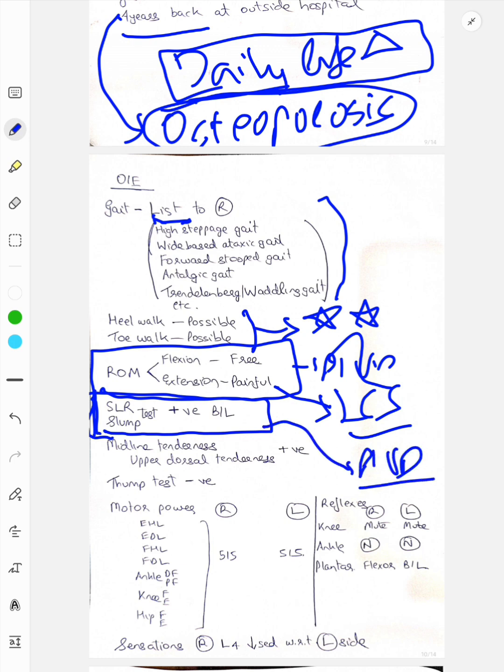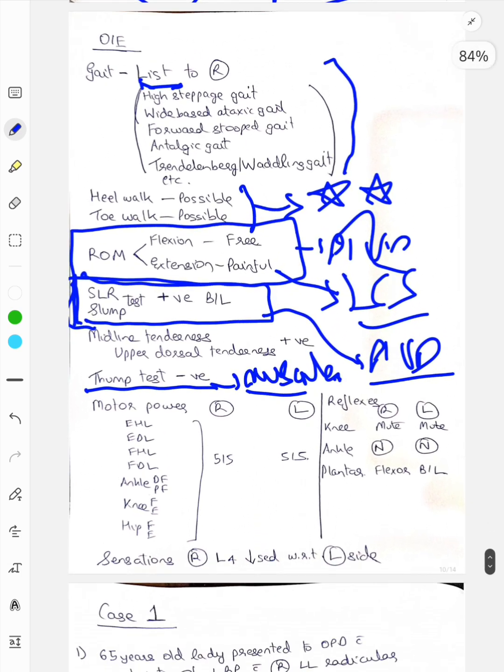If there is midline tenderness or upper dorsal tenderness, it is more of a vitamin D deficiency or an osteoporosis picture, right? The next is the thump test. If you thump on the back and the patient feels better, it is more of a muscular pain. If the patient feels better with that, it is less likely a significant pathology. It is more likely a muscular pain, like PSMS, paraspinal muscle spasm, right?